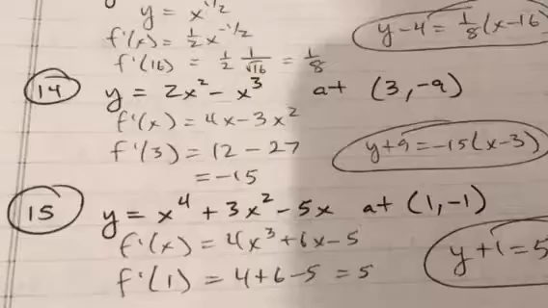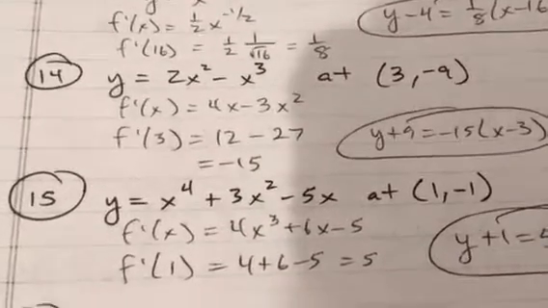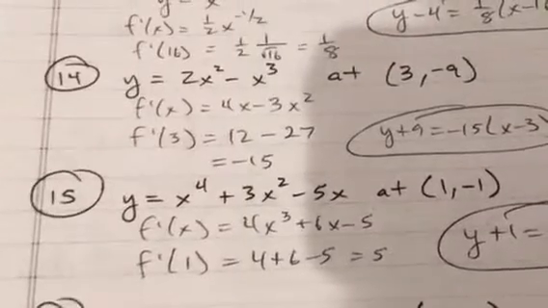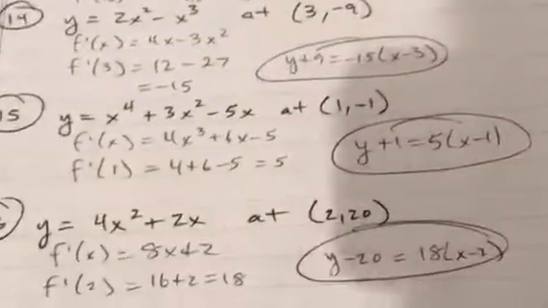All right, take the derivative, and we got it there, 4x minus 3x squared. Then plug 3 in for x. The slope at 3, negative 9, for the tangent line, of course, is negative 15. Point slope form for our equation.